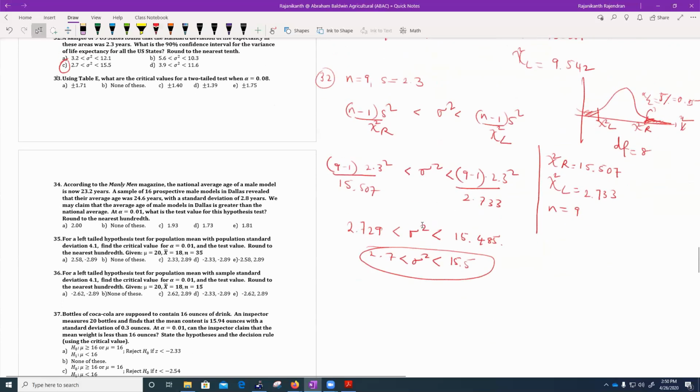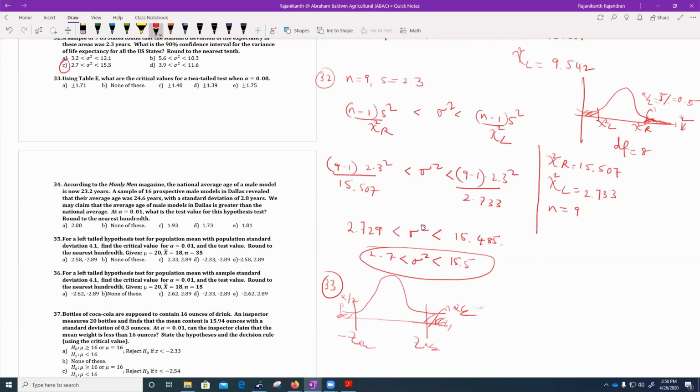So let's look at problem number 33. Using table E, meaning the table I gave you, the Z distribution, standard normal distribution table, what are the critical values for a two-tailed test when alpha is 0.08? Remember, if you draw a picture, this is about the Z distribution. This is my alpha over 2, and this is also alpha over 2. So this is negative Z alpha over 2, and this is Z alpha over 2.